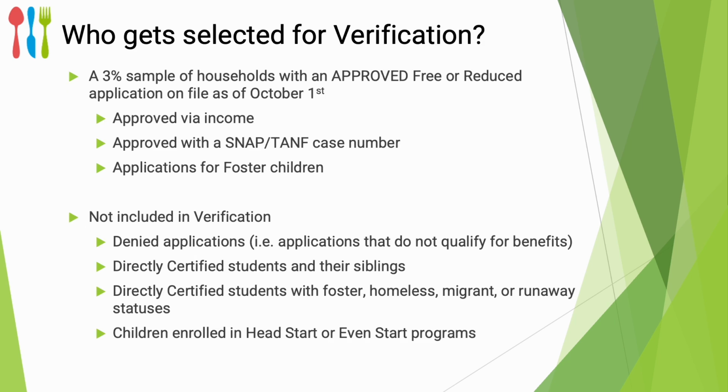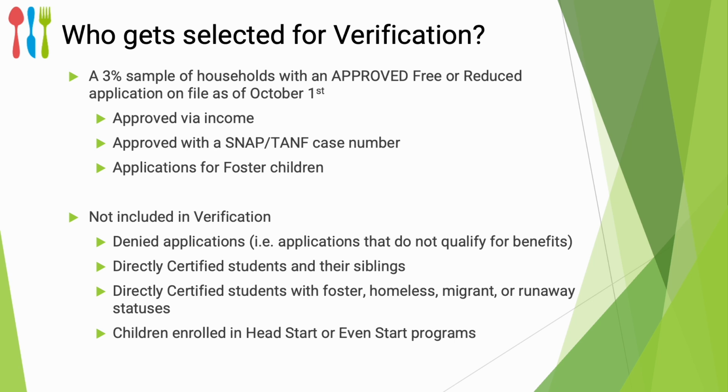Who gets selected? We take a 3% sample of households with an approved free or reduced application on file as of October 1st each year. So if they were approved via their household income or approved with a SNAP or TANF case number, or submitted an application with foster children, those applications could be included in the 3% sample.